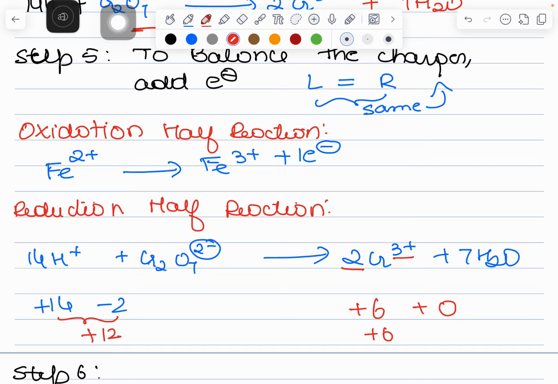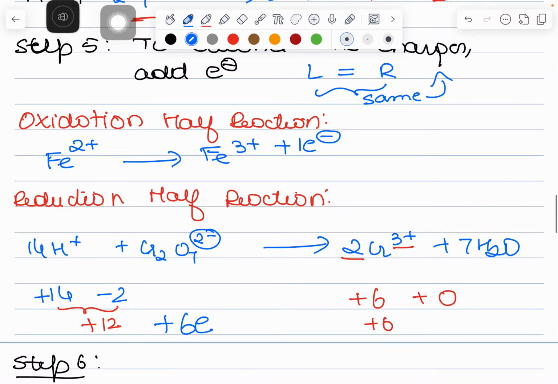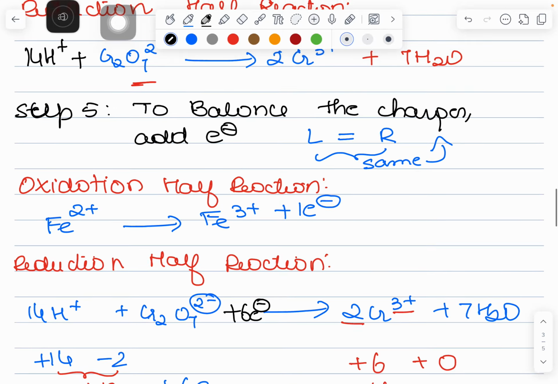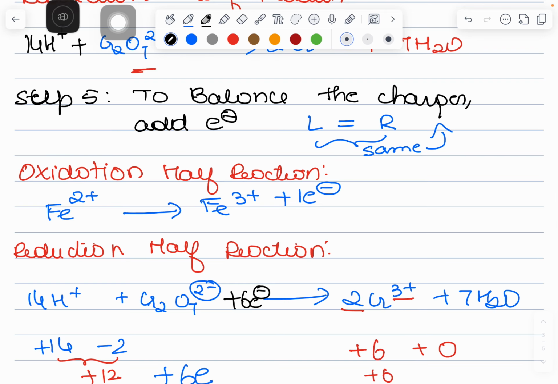The charges on the left hand side and right hand side are not equal. We have to equalize. How can we equalize? We can add 6 electrons here, such that plus 12 and electrons give negative charge, so minus 6, it will be plus 6. That time left hand side and right hand side will both be equal. So I'll add 6 electrons towards the left hand side. Hope this is clear. Step 5, balance the charge by adding electrons.